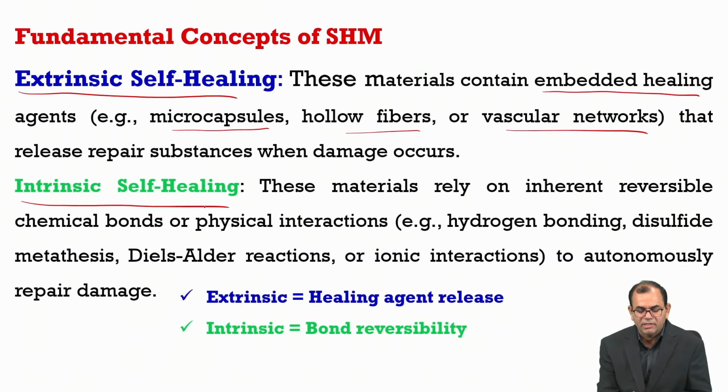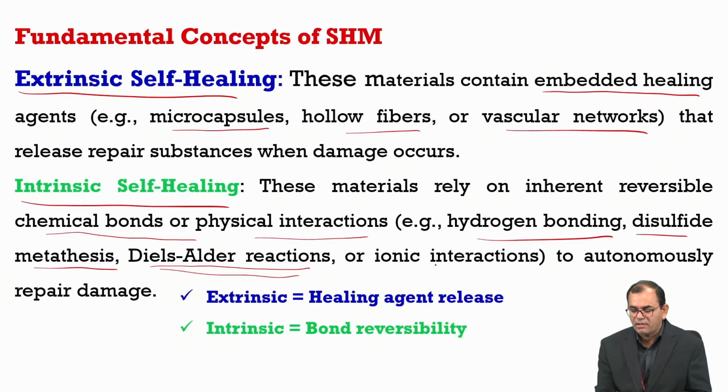Another type of self-healing mechanism is the intrinsic self-healing mechanism, and this basically happens because of chemical bonds or physical interactions like hydrogen bonding, van der Waals forces, dipole-dipole interactions, and electrostatic interactions. Apart from that, disulfide metathesis and atom economy reactions like the Diels-Alder reaction, sometimes ionic interactions and covalent interactions as well. This is a kind of physical and chemical bonding or repair mechanism.